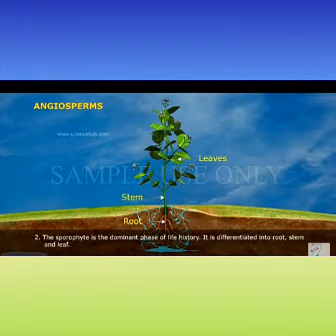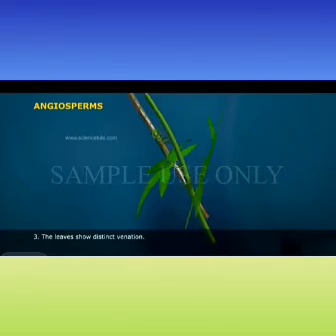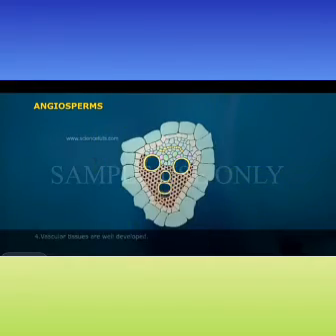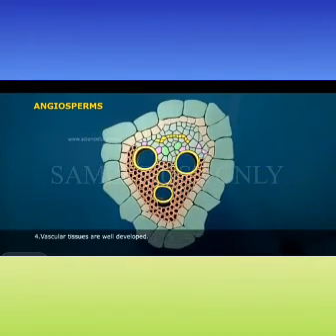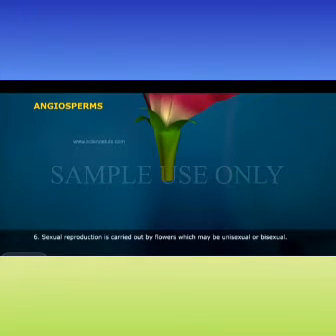The sporophyte is the dominant phase of the life history. It is differentiated into root, stem and leaves. The leaves show distinct venation. As you know, two different venations are present, and vascular tissues are also well developed. Distinct secondary growth is seen in these plants.